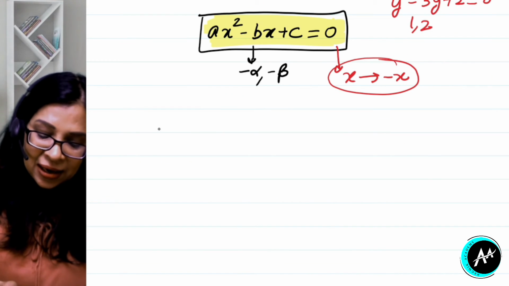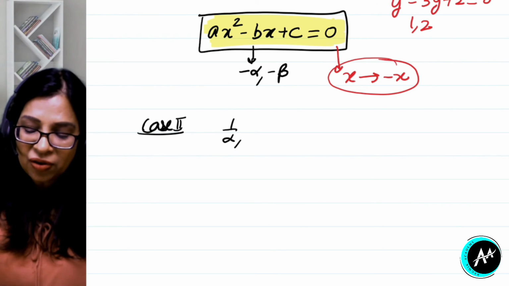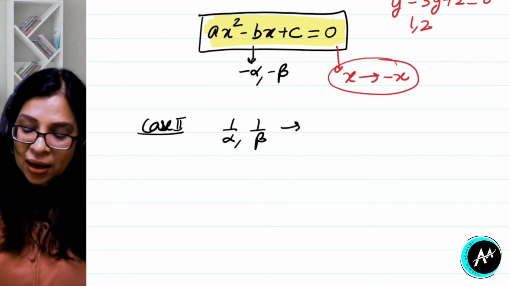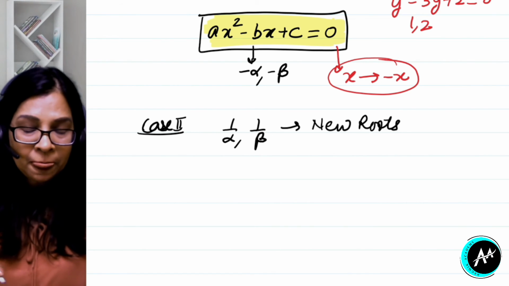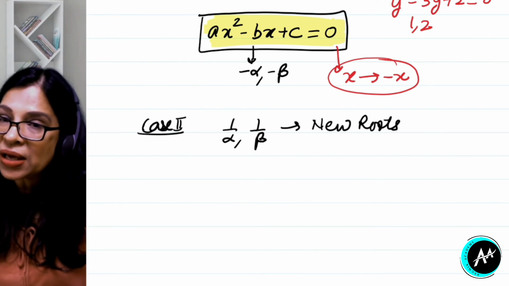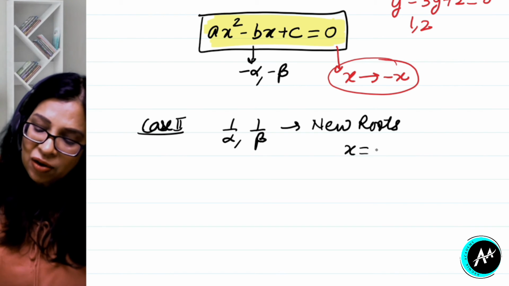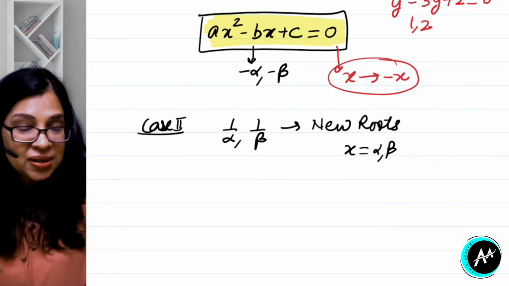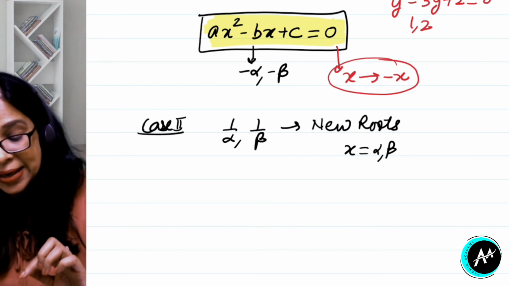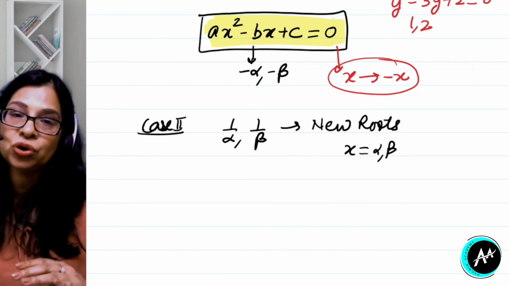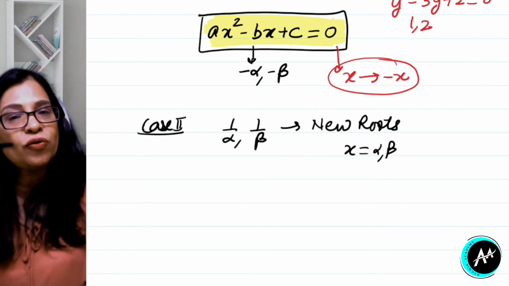Let's take the second case, case 2. When the new roots are 1 by alpha, 1 by beta. So these are the new roots now. Just as in case 1, x was taking the values alpha, beta in the original equation. Now that means x is our alpha, beta in the original equation, so this is 1 by x. So what substitution are we going to take? Again, you can see the same transformation is happening in both the roots. If we are taking the reciprocal of the first one, we are taking the reciprocal of the second one also.